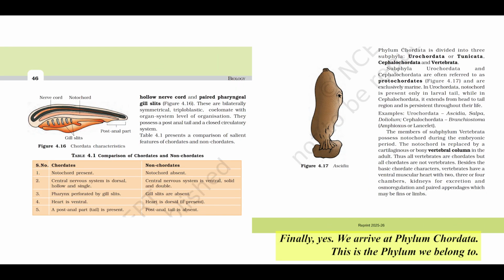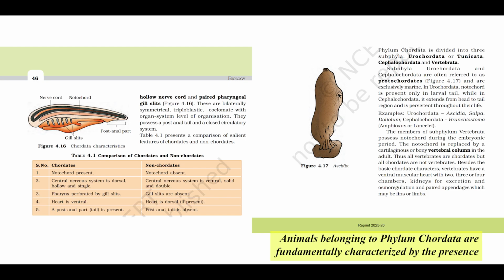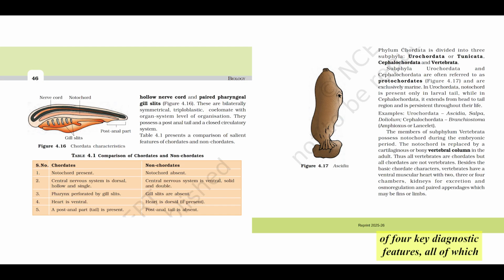Finally, yes, we arrive at phylum Chordata. This is the phylum we belong to. Animals belonging to phylum Chordata are fundamentally characterized by the presence of 4 key diagnostic features, all of which are absolutely essential to know for NEET. 1. Presence of a notochord at some stage in their life cycle. Remember that flexible rod providing support. 2. Presence of a dorsal hollow nerve cord. Unlike the typically ventral and solid nerve cord of non-chordates, the chordate nerve cord runs along the back and is tubular. It develops into the brain and spinal cord in vertebrates.